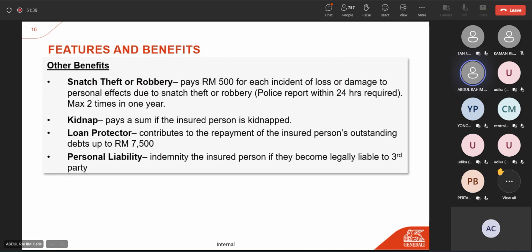Loan protector, this one is to help repayment of the insured's outstanding debts in the event of accidental death. It pays out for any outstanding debts, can be personal loans, can be credit cards, up to 7,500 ringgit. Then we throw in a small personal liability limit to indemnify the insured if they become legally liable for third-party bodily injury or damage to property.